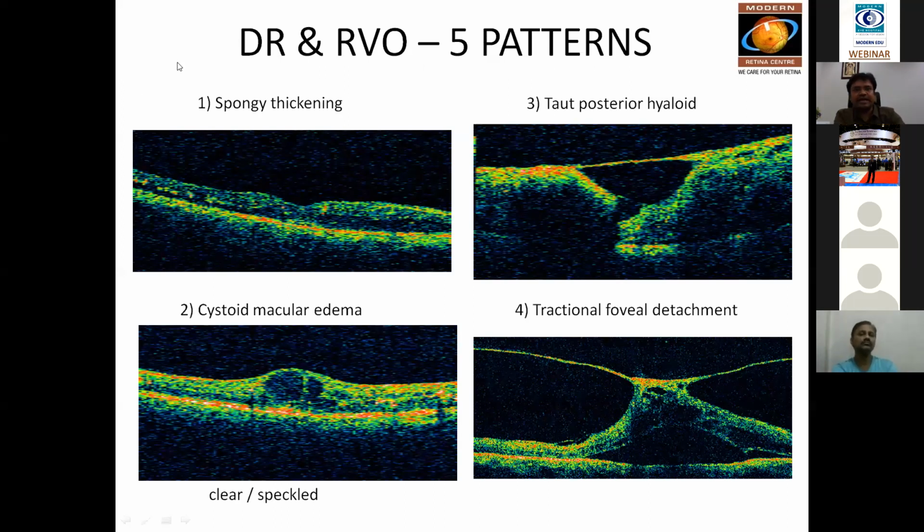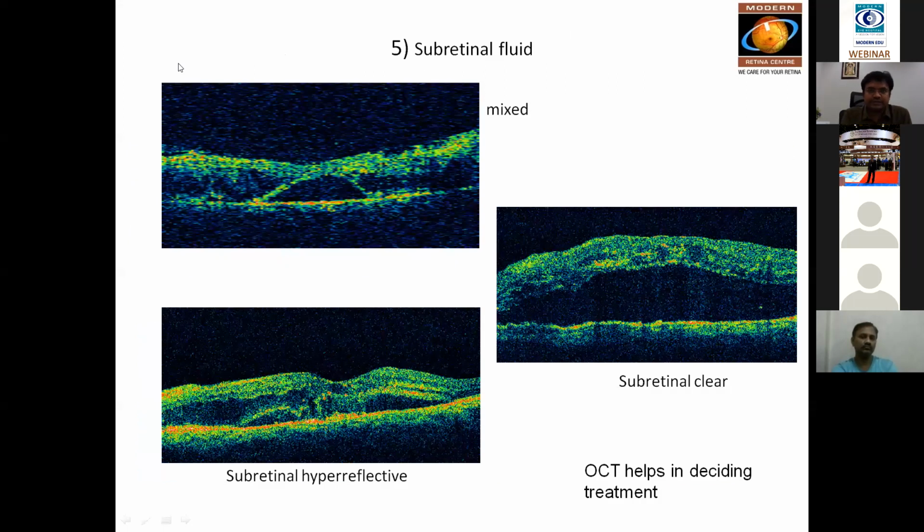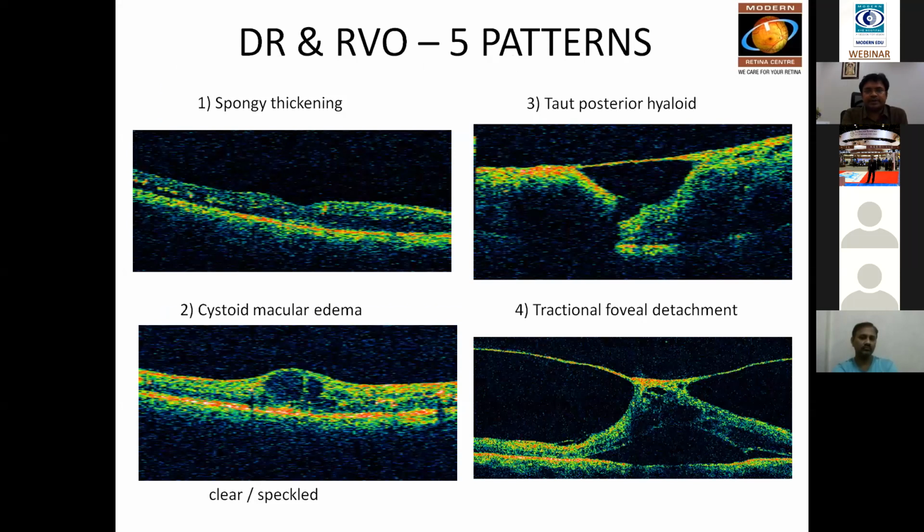Now coming to diabetic retinopathy and retinal vein occlusions. In diabetic retinopathy and retinal vein occlusions, generally there are 5 patterns of fluid which are commonly described. These are spongy thickening, or it could be a cystoid macular edema. It could be a taut posterior hyaloid causing macular edema. It could be a traction on the foveal center, or it could be a serous detachment as seen in these 3 pictures.